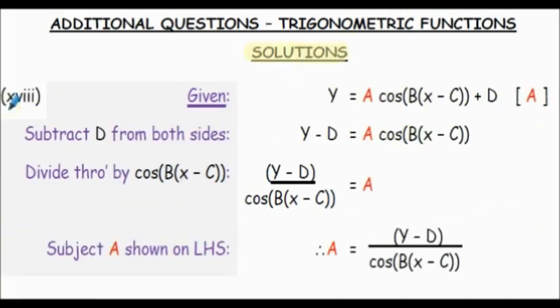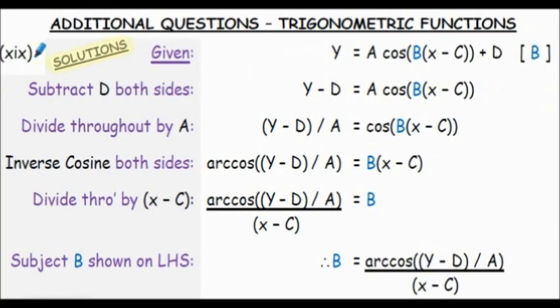Solutions continued is question 18. And given the same equation as on the previous slide, this time we've got to rearrange for variable a. So next line we subtracted d from both sides of the equation. Next line we divided throughout by cos of our bracketed term. That's given us the subject of a. On the last line I simply turn the equation around, so a is equal to y minus d in the numerator divided by cos of our bracketed term in the denominator.